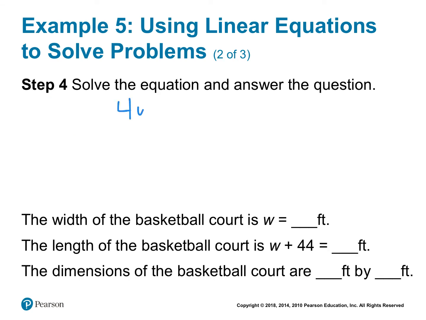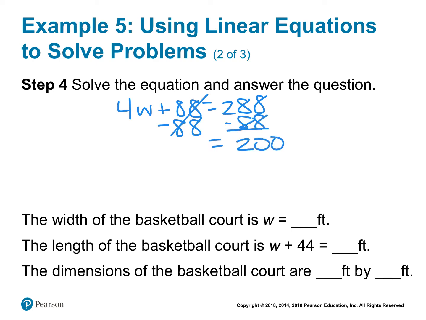So we had 4W plus 88 equals 288. So I can subtract 88. That's 200 equals 4W, divided by 4. So the width should be 50 feet. So I'm going to put that number here.